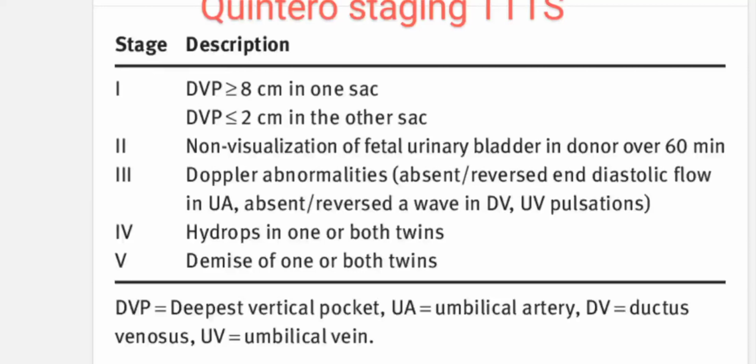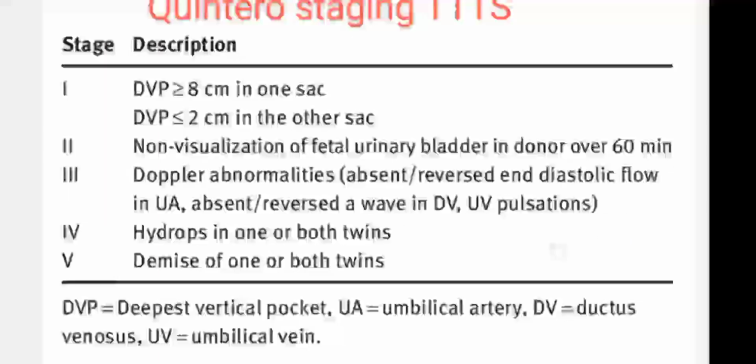So, how will we remember which stage is what? First one is DVP. We are only seeing the amniotic fluid volume. Then we see amniotic fluid volume abnormalities in the twins. Then we will see how the ultrasound looks for the bladder. If the bladder is not visible, then we will do Doppler. Then 4 and 5 are serious stages. First, hydrops will occur and then demise, meaning death of the fetus, will occur. Okay, so this is how we remember the increasing severity.